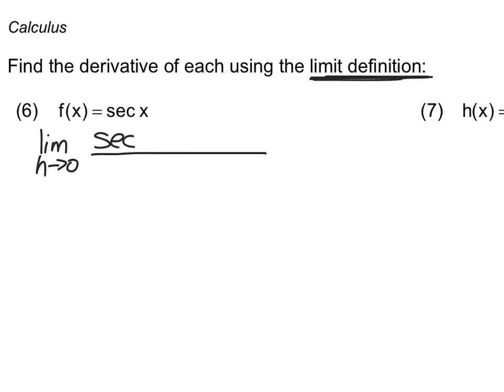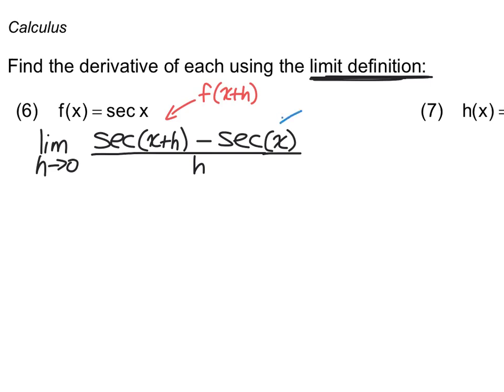which is going to be secant of x plus h minus secant of x, all over h. All right, so the first part again is your f of x plus h, and the second part is your f of x. All right, now two pages prior, we have rules that tell us about addition of angles for sine and cosine, but we don't have anything for secant. All right, so let's make that adjustment.